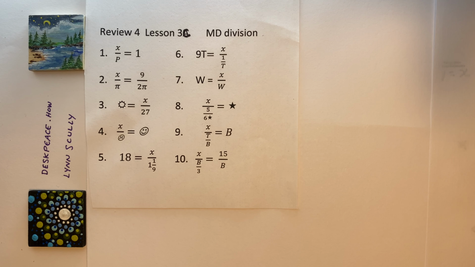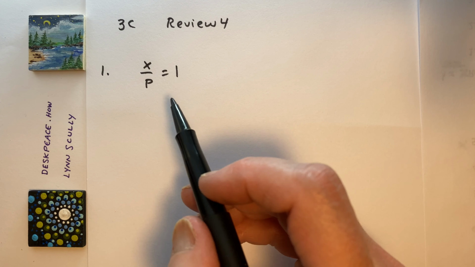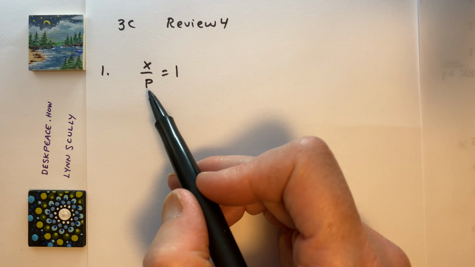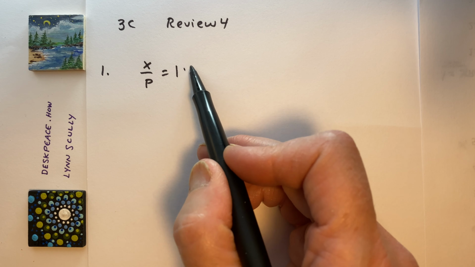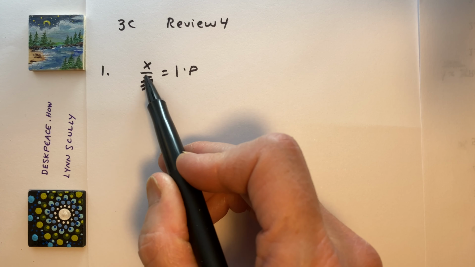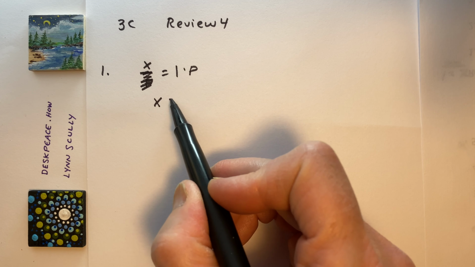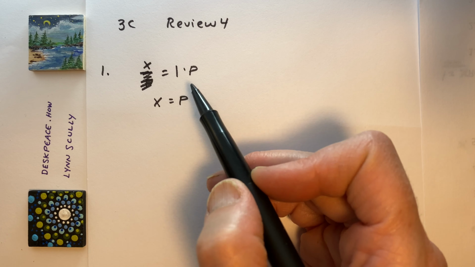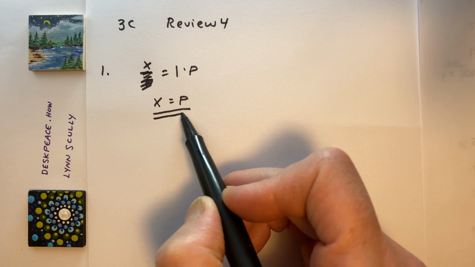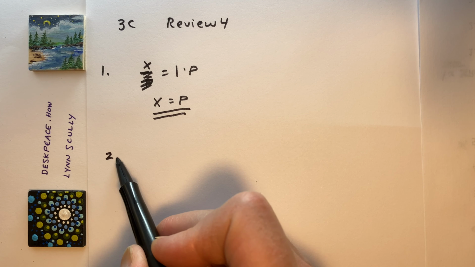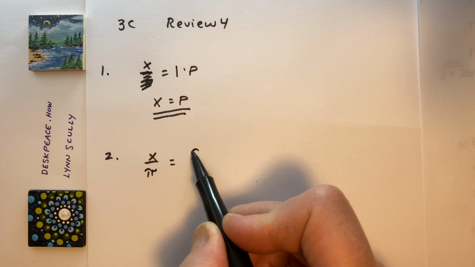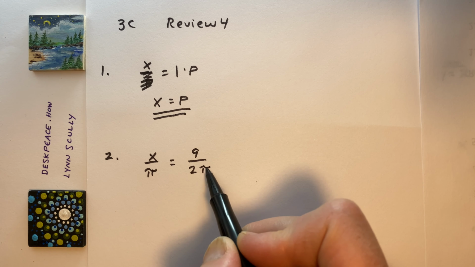Review number 4, lesson 3C. Take a screenshot and try these on your own, then watch me do them. Number 1, x over p equals 1. I want to get the x alone. P is attached by division. Move it by multiplication to the other side of the equal sign. I'm getting x equals p. I don't need to write the coefficient 1. It's understood.